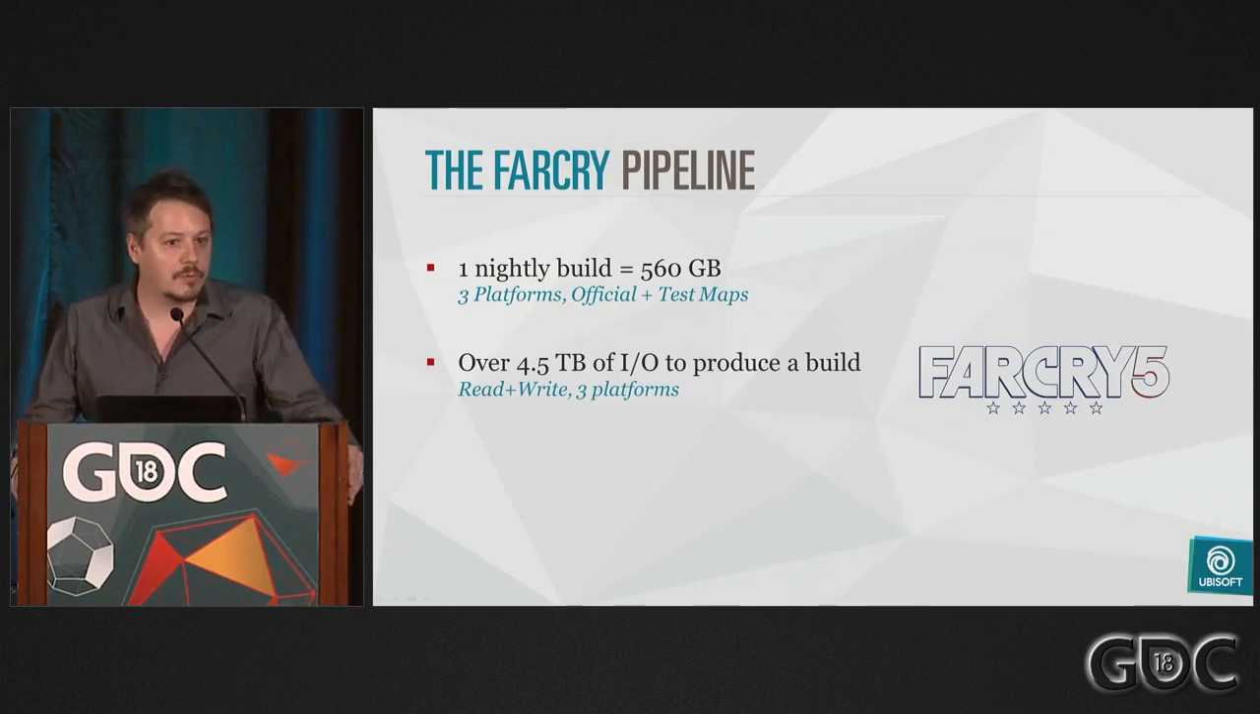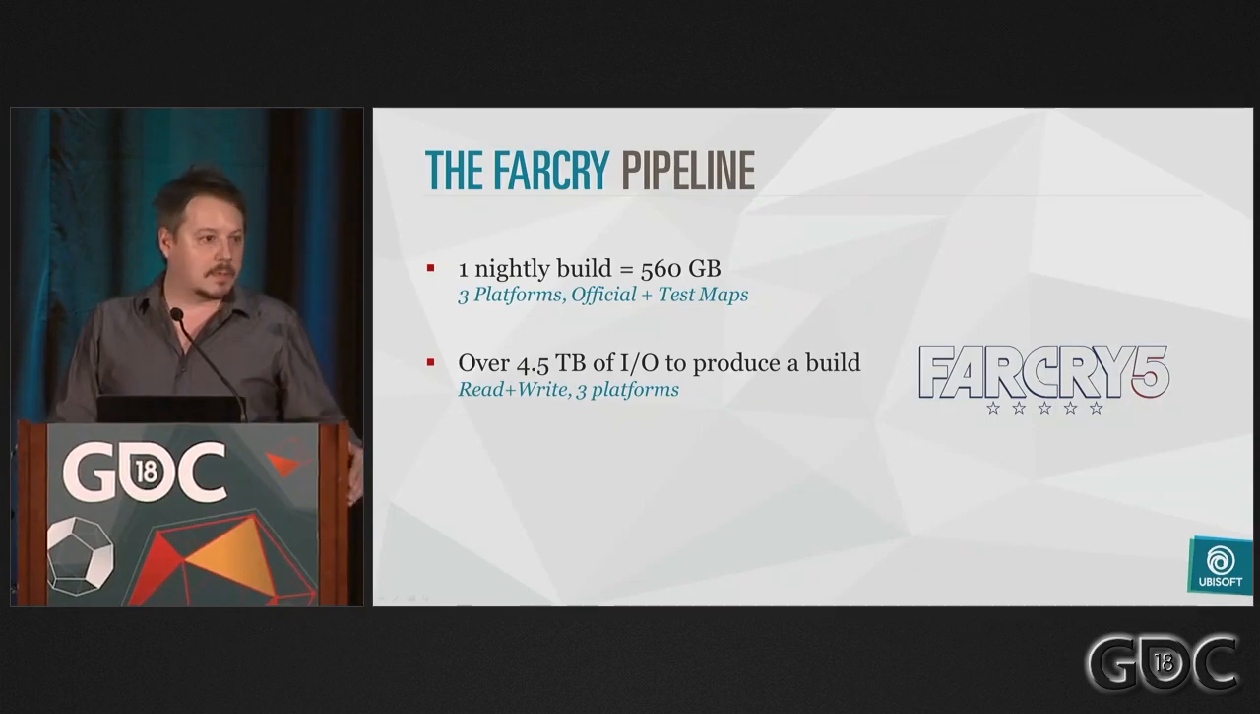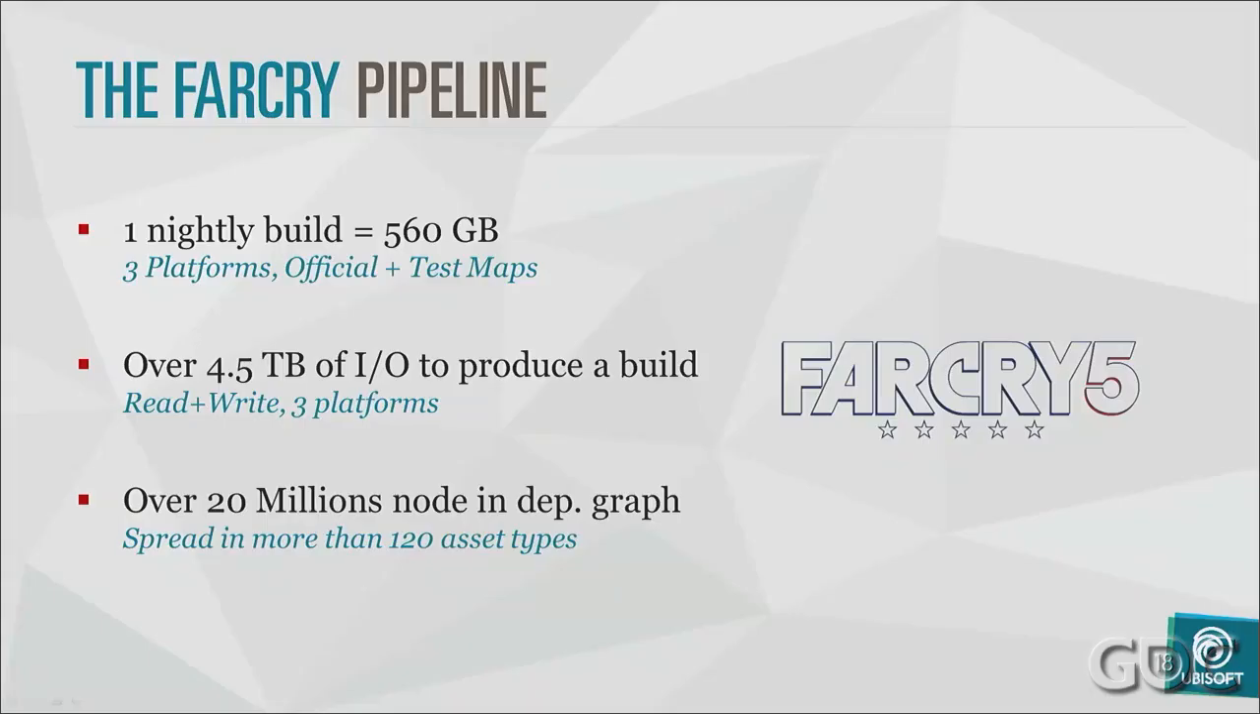And in order to produce these outputs, the build system was performing over 4.5 terabytes of I/O to produce this build. This accounts for the 3 platforms. This resulted in a dependency graph that counts more than 20 million nodes, which is quite big.